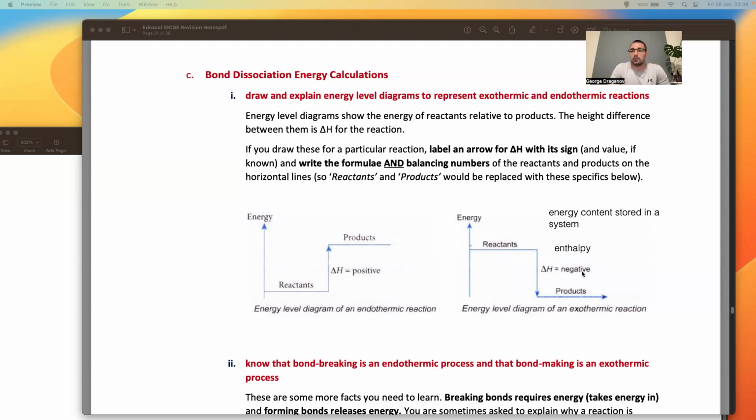Now, the reason for this positive and negative, you can think of it this way. A big number minus a small number will be positive. A small number minus a big number will be negative. That's the easiest way to think of it.